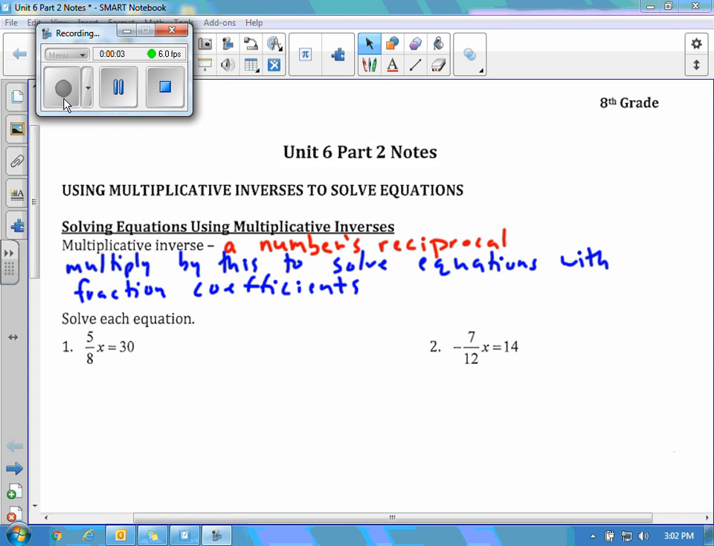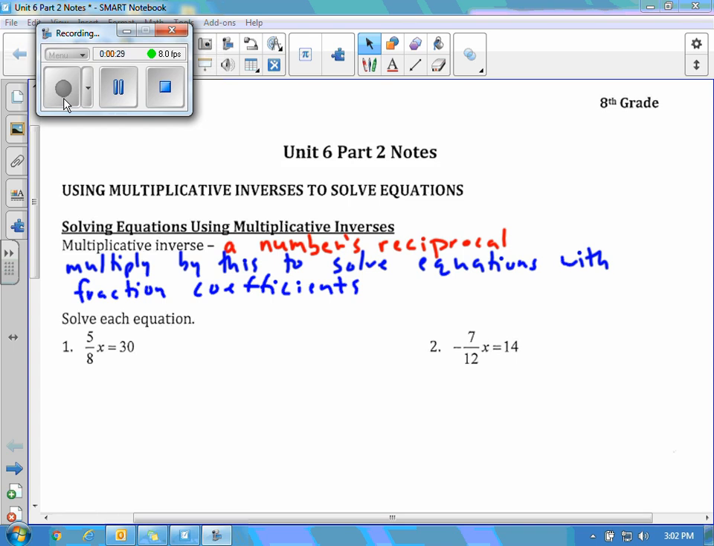All right, guys, in Unit 6, Part 2, we were talking about using the multiplicative inverse to solve equations. So we're talking about fractions here. Your definition of a multiplicative inverse is that it's just a number's reciprocal. It's the same thing as reciprocal, except we're going to use this to solve equations with fraction coefficients.